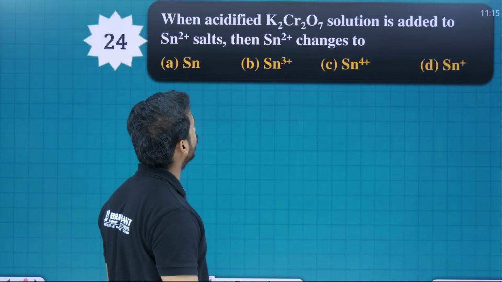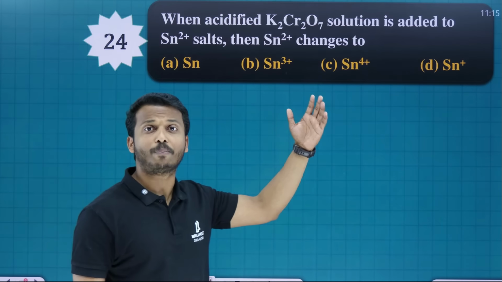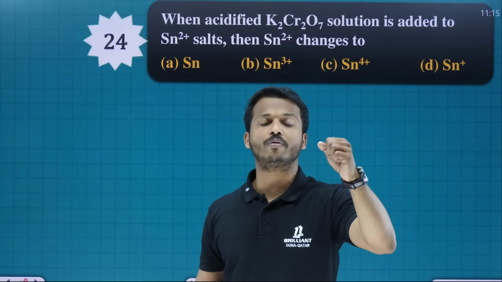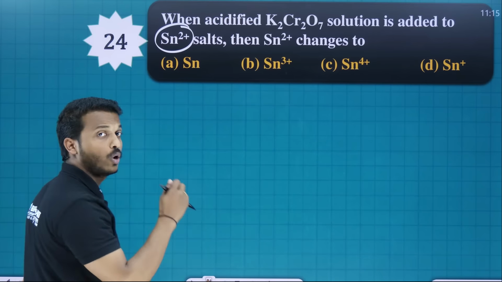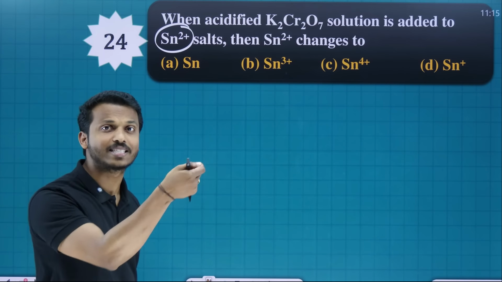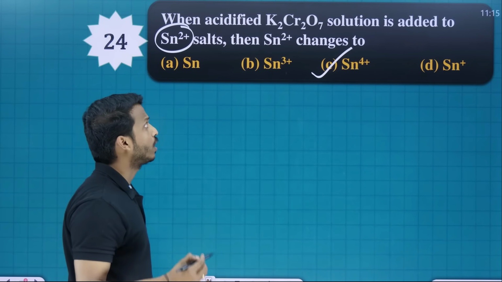When acidified K2Cr2O7 solution is added, potassium dichromate is also a very strong oxidizing agent. It converts Sn2+, called stannous, to stannic. What is stannic? Sn4+. Please note it, all.